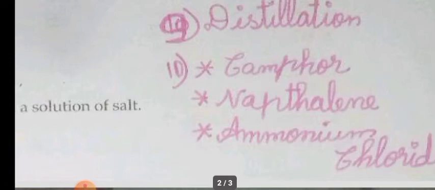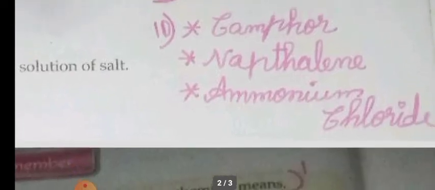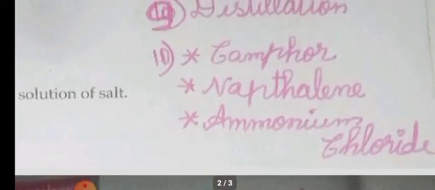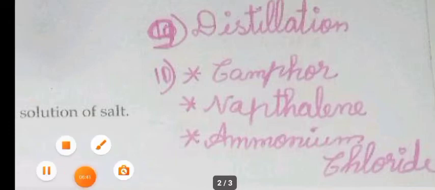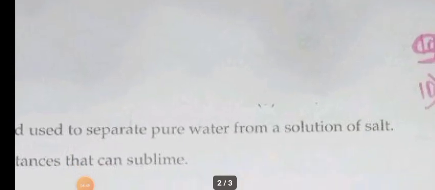Naphthalene. Next one is ammonium chloride. Ammonium chloride. So ammonium chloride, naphthalene and camphor are the things which sublime. Is it clear, children? Hope you have understood this third lesson chemistry short answers well. So shall we move to the next one?